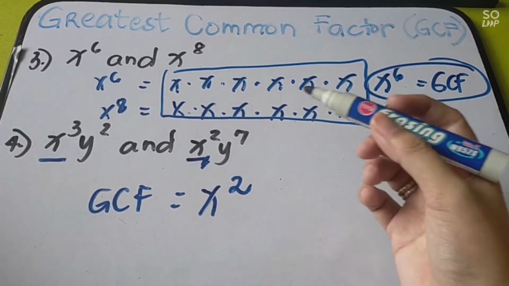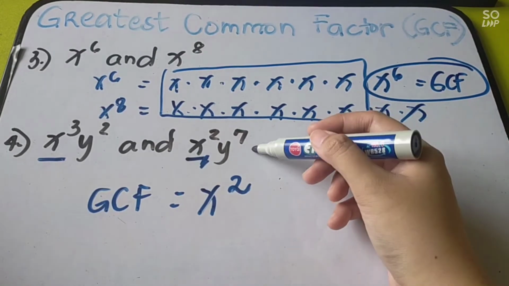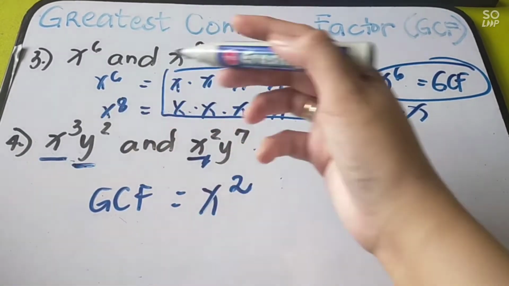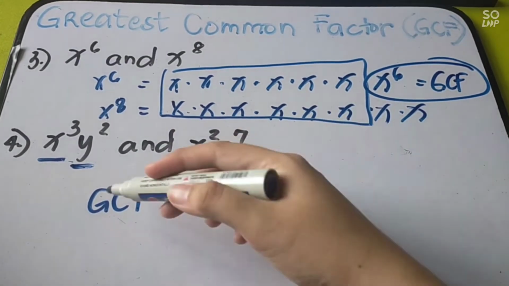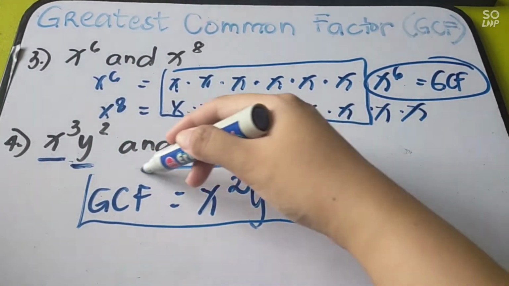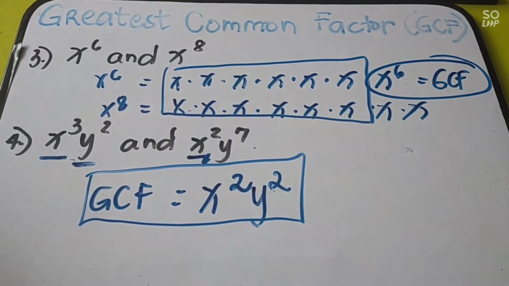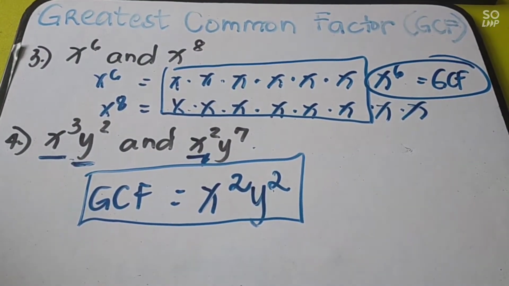Ayan na. Next, y squared and y raised to 7. Ano ang pinakamaliit na exponent? May pinakamaliit na exponent. We have y squared. So, therefore, this is now your GCF. Is it clear? So, ganun lang kapag variables ang iyong given.